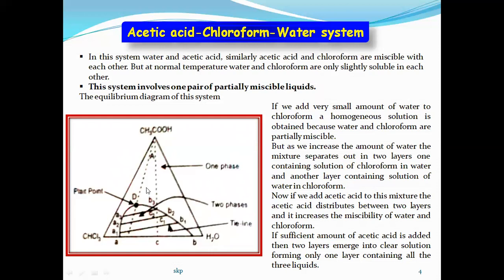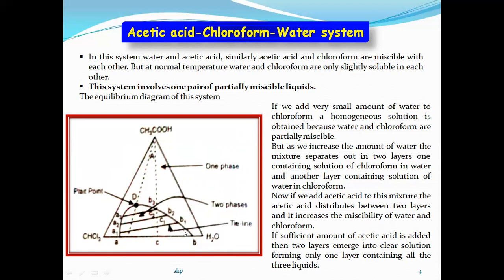So let us see how the phase diagram of this system will be plotted. If we add a very small amount of water. First thing, here in this triangle you can see at apex A we have acetic acid, at this point we have chloroform, and at this point we have water. So at all these apexes, 100% of each component is present respectively.